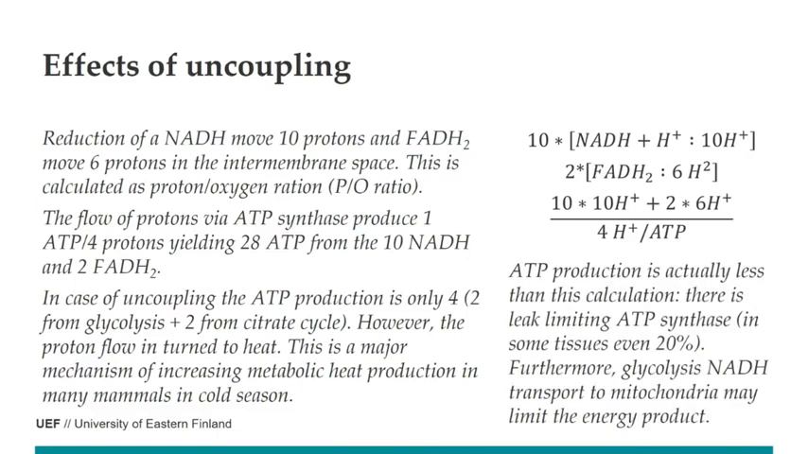But actually these calculations are a little bit nonsense, because there's always some leak in this ATP synthase. So there are always some channels open, and in some tissues even 20% of the pumped protons are just leaking back. Furthermore, it has been speculated that the transportation of NADH from glycolysis to mitochondria may also be limiting the energy production. So that's why it's definitely less than 32 ATP per 1 glucose.